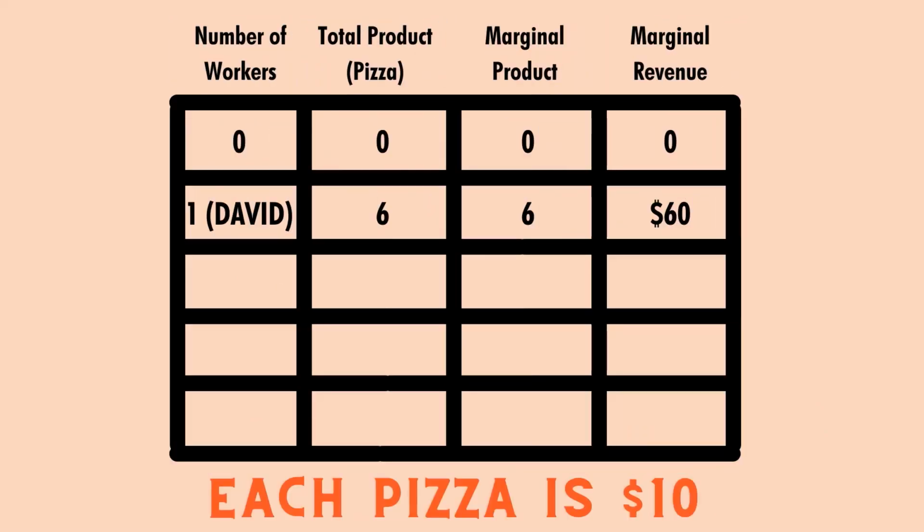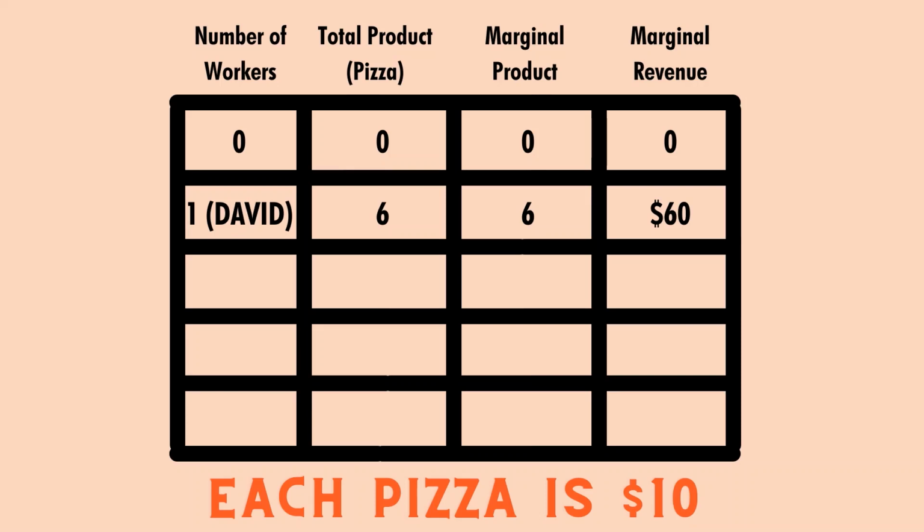So this table has 4 columns. The number of workers, which represents the number of workers hired by Keynes. The total product is the total number of pizzas being produced by all the workers present at the store. The marginal product is the number of pizzas produced by each worker alone. And the marginal revenue is the marginal product times the price per each pizza.